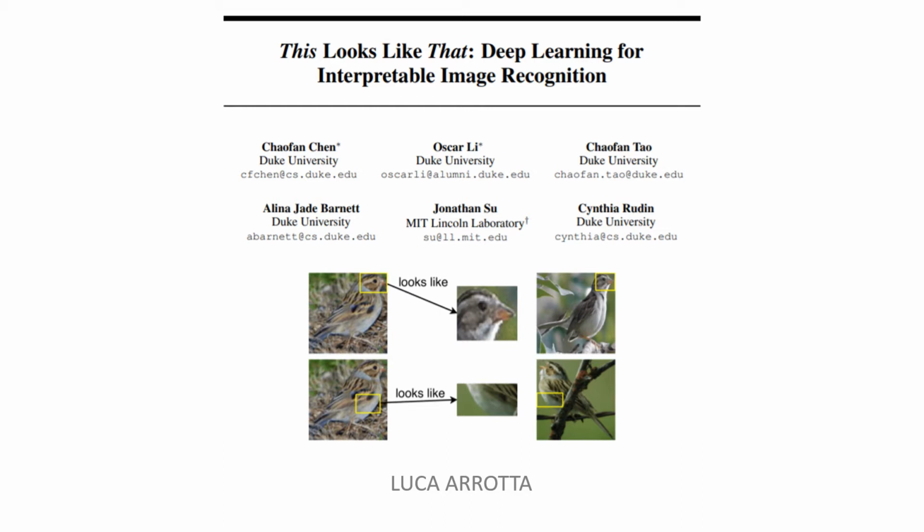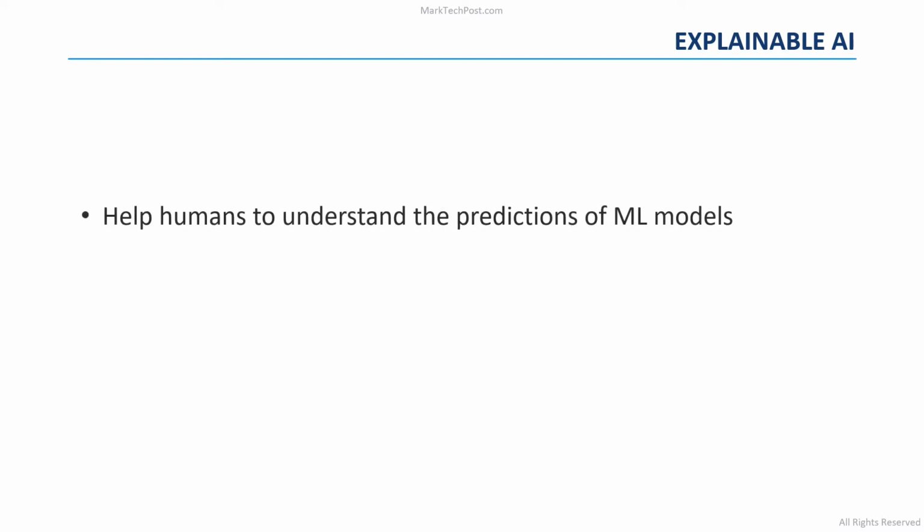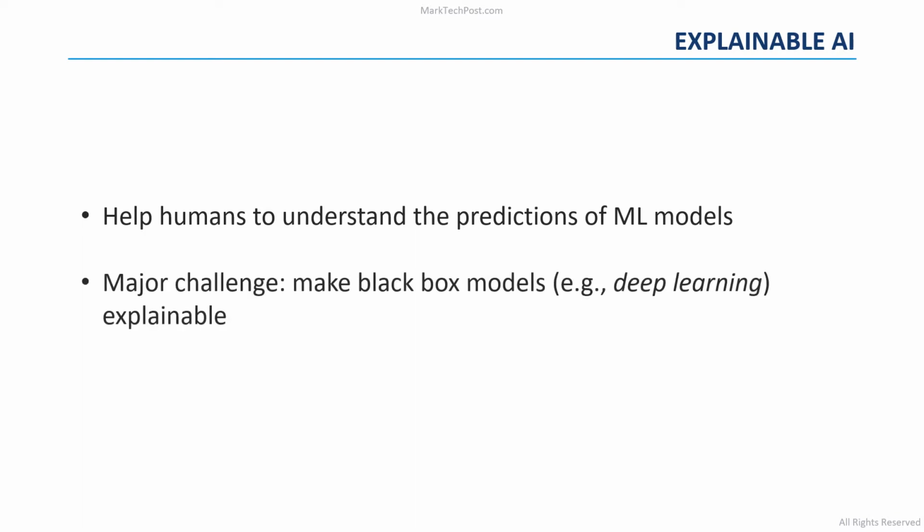Today we are gonna talk about an explainable AI method developed at Duke University. The purpose of explainable AI methods is to help humans understand and interpret the predictions of a machine learning model. The major challenge is to explain the predictions of black box models due to their opacity. For example, deep learning methods are considered black boxes since they are highly recursive and too complicated to be understood by humans.